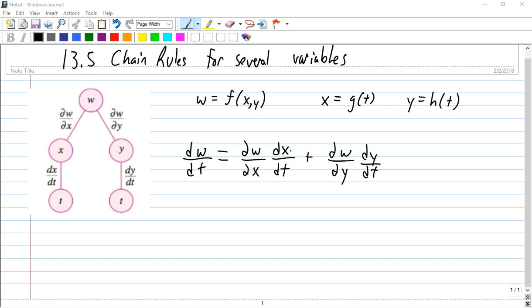So both the first ones are partial derivatives? Yeah. And x and y here will be functions of time, so they will have only one variable.